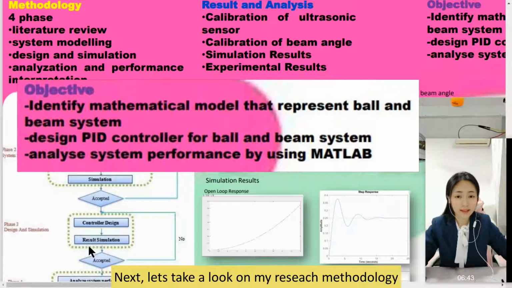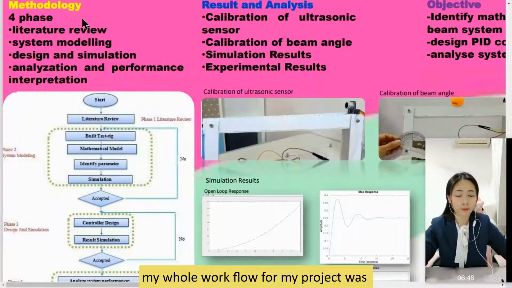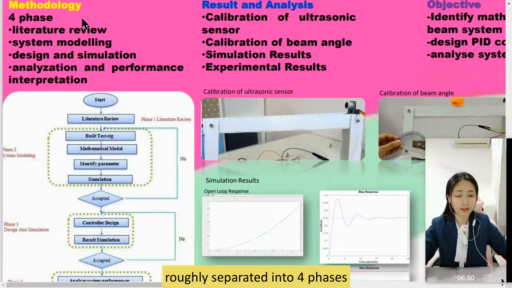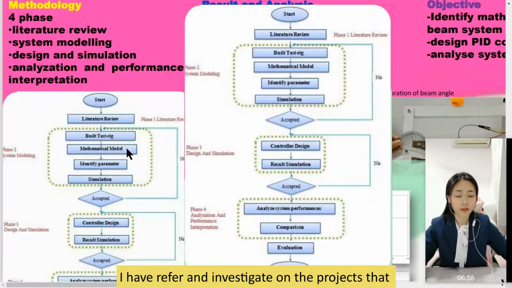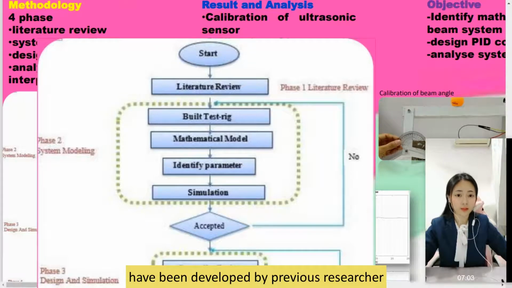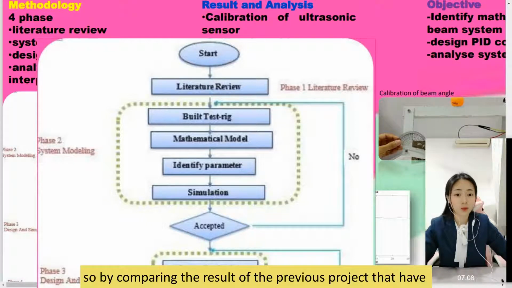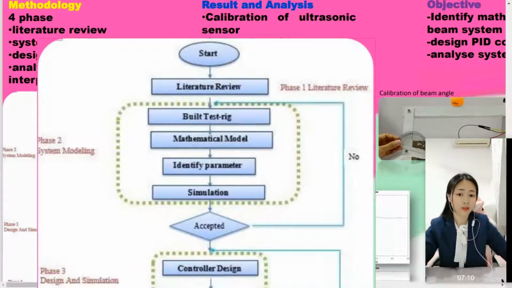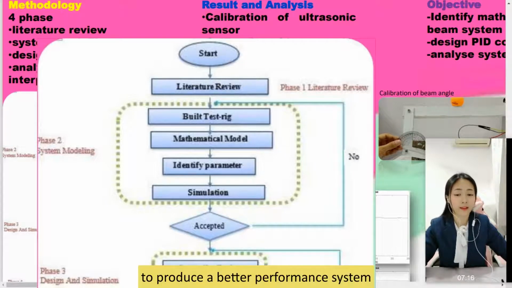Next, let's take a look at my research methodology. My whole workflow was roughly separated into 4 phases. The first phase is the literature review. I referred to and investigated projects developed by previous researchers related to various models of the ball and beam system. By comparing the results of previous projects, we can conclude the better technique to be applied to produce a better performing system.